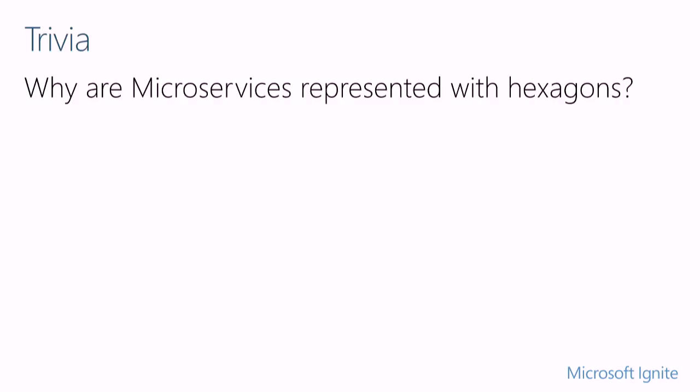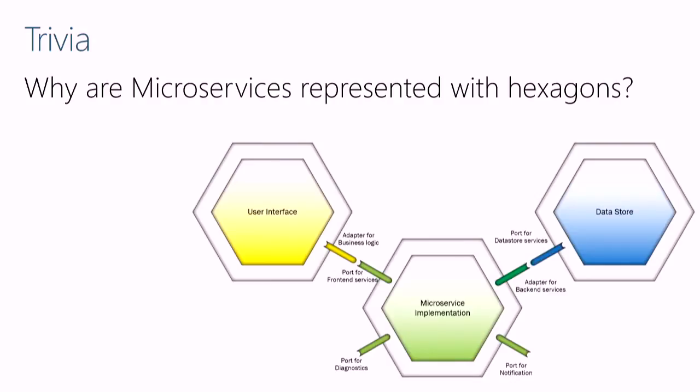A first trivia for a first set of gifts. Why are microservices represented by hexagons? Anyone? Not you, Simon. Partially, yeah, partially. Good enough. Do you know? Yeah. So, yeah, they're based on, oh, sorry, you had an answer? Okay, yeah.